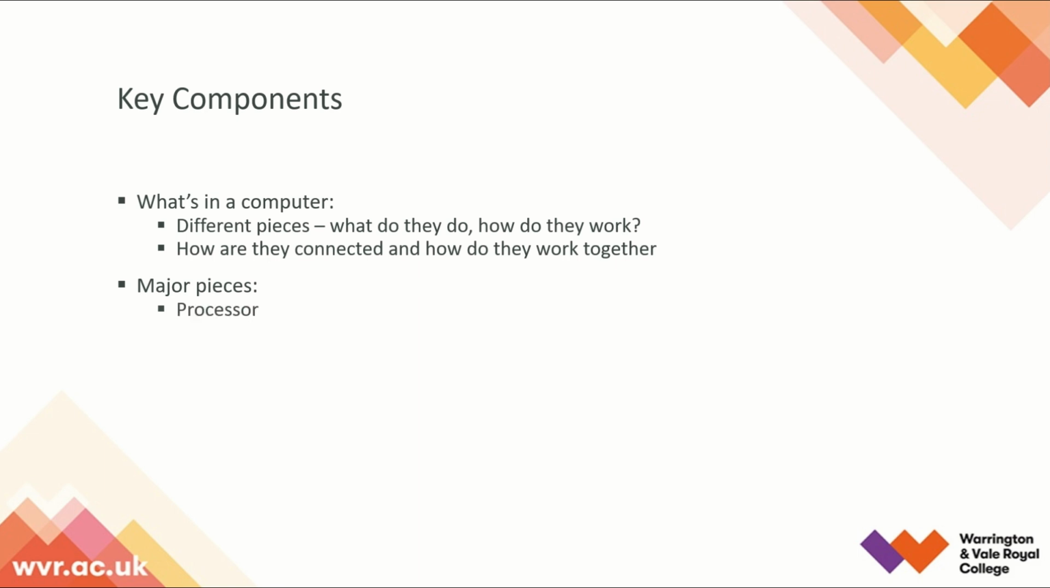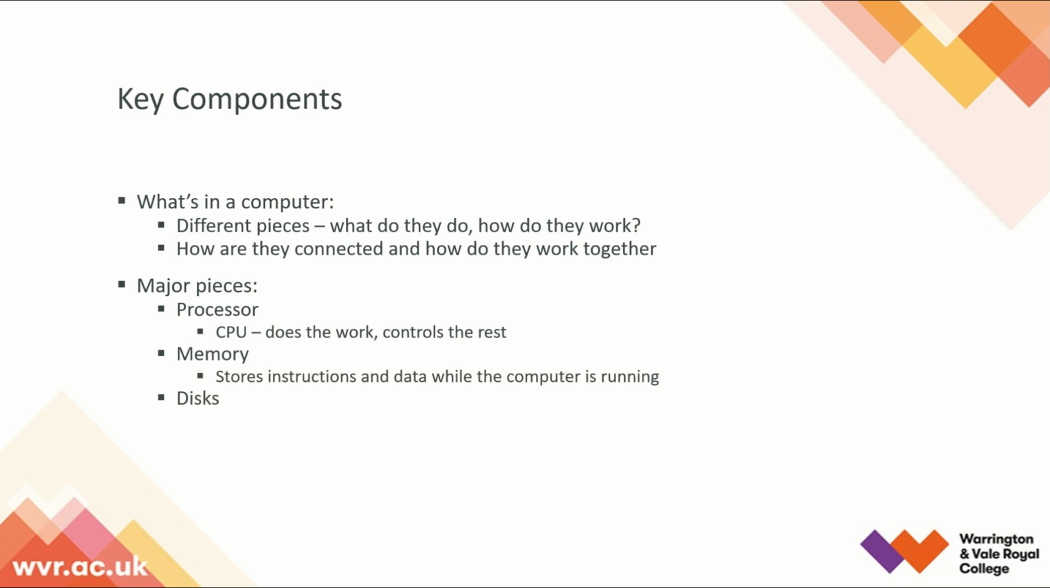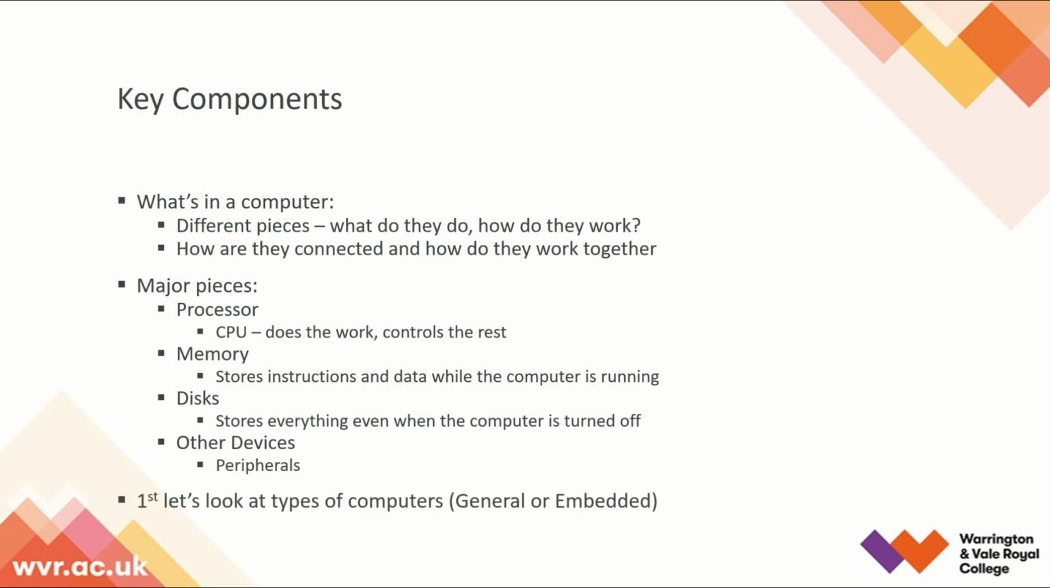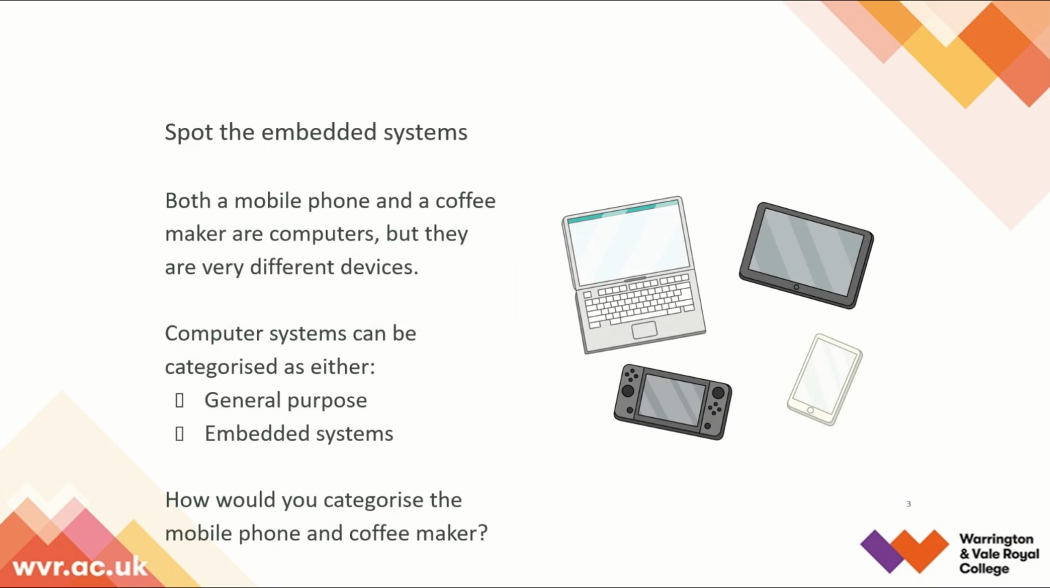The major pieces we're going to be looking at include the processor, memory, and disks and storage. And we'll be looking at other pieces of the computer such as the keyboard, mouse, etc. First of all, we're going to look at computers in general, and what are computers and what are embedded devices.